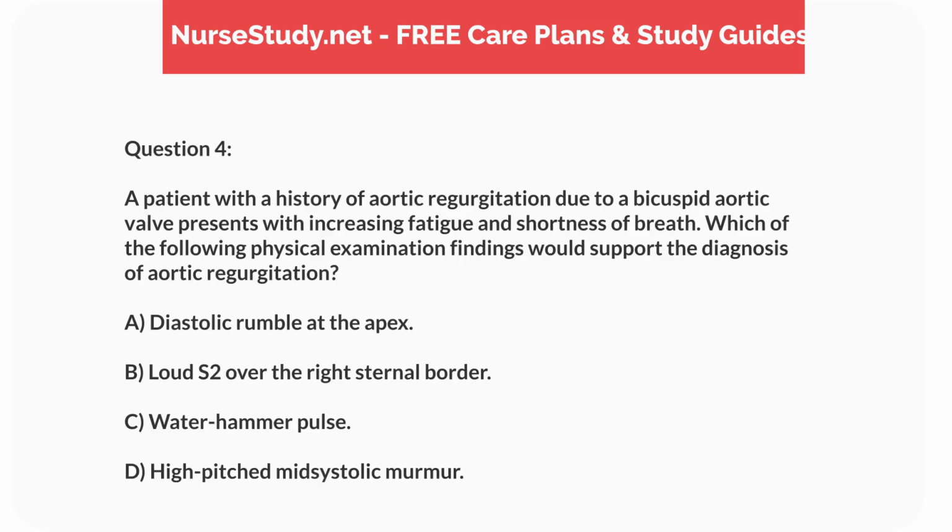Question 4. A patient with a history of aortic regurgitation due to a bicuspid aortic valve presents with increasing fatigue and shortness of breath. Which of the following physical examination findings would support the diagnosis of aortic regurgitation?